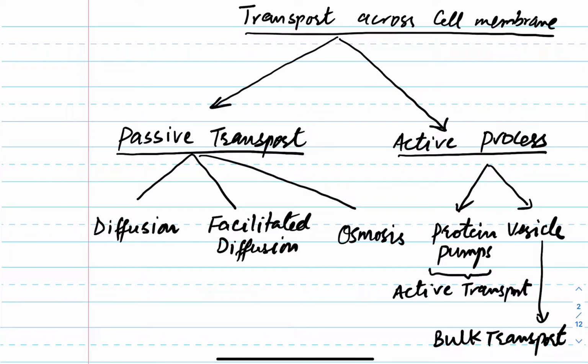Okay. The very basic difference between the passive transport and active process is that passive transport does not involve the use of energy, whereas an active process involves the use of energy to move the substances into or out of the cells. So we'll discuss these processes one by one. So let's see diffusion first.